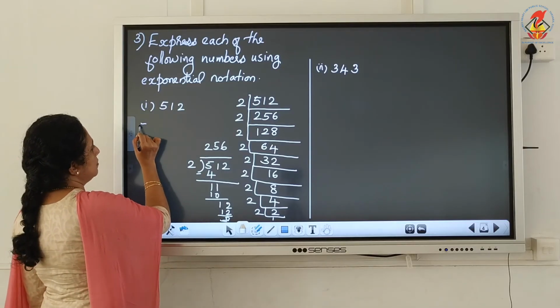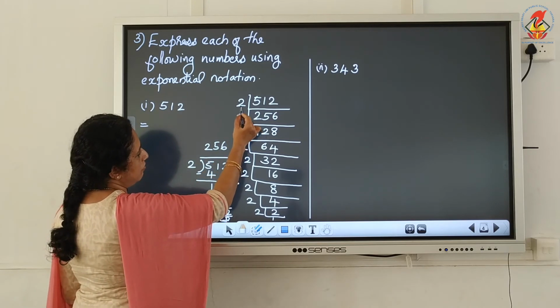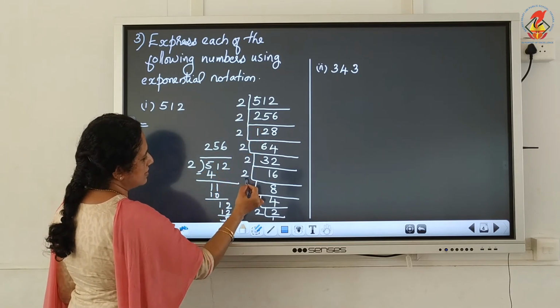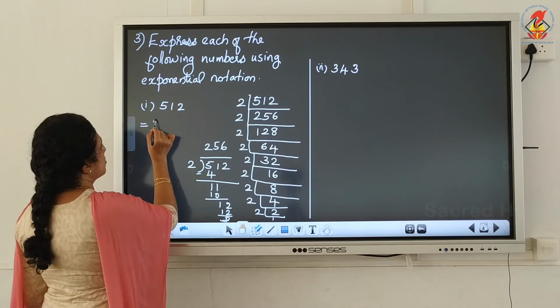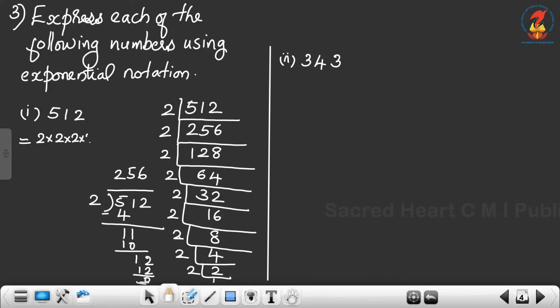So equal to, how many times 2 is repeated here? 1, 2, 3, 4, 5, 6, 7, 8, 9. So 2 into 2 into 2, and so on. The number 2 is multiplied by itself 9 times. So first you write 2, right hand side up, write down the power or the exponent, how many times it is multiplied by itself. So 2 raised to the power 9.